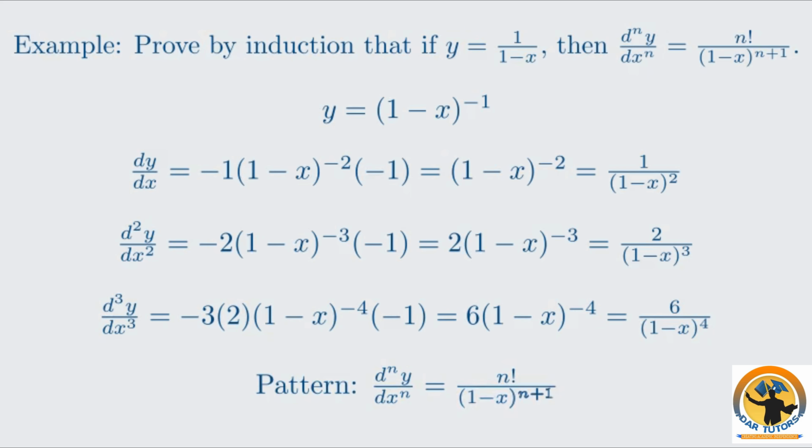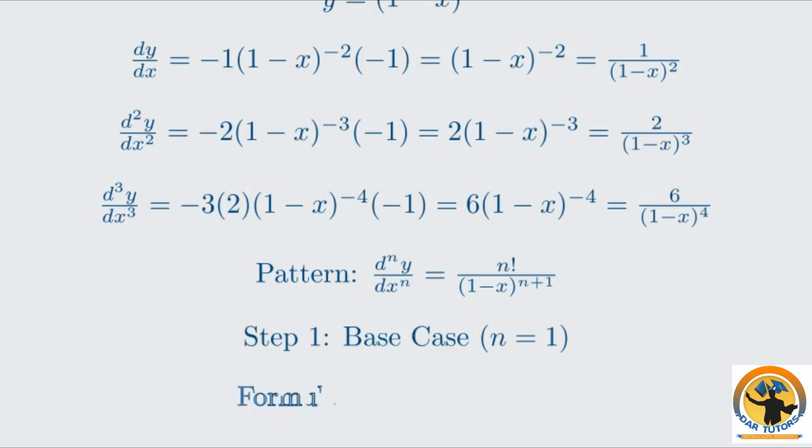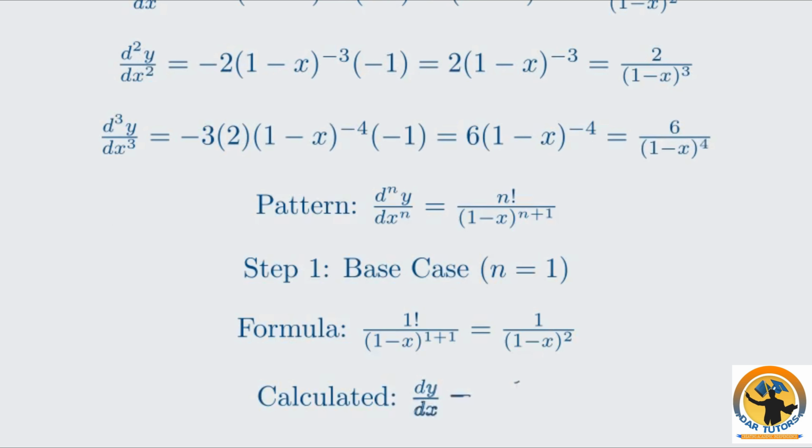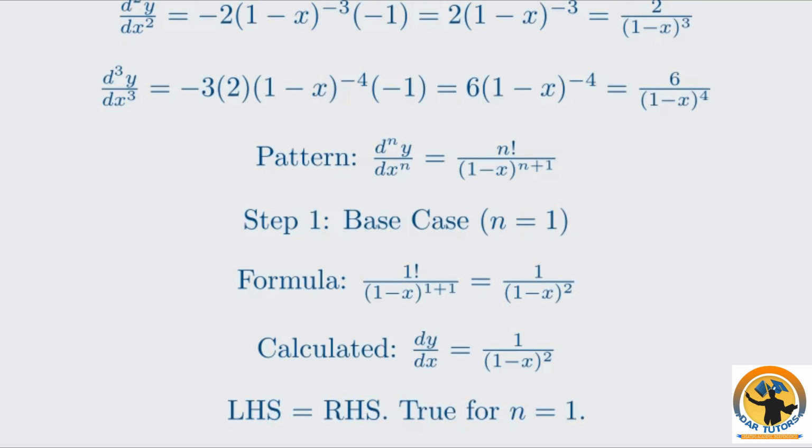Now, let's prove it formally. Step 1. The base case. For n equals 1, the formula gives 1 factorial over the quantity 1 minus x squared, which is 1 over the quantity 1 minus x squared. This matches our calculated first derivative, so the base case is true.